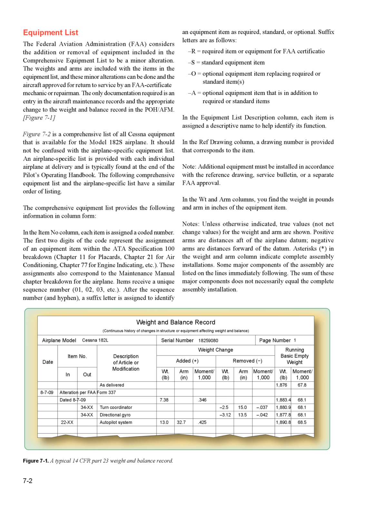In the weight and arm columns, you find the weight in pounds and arm in inches of the equipment item. Notes: unless otherwise indicated, true values, not net change values, for the weight and arm are shown. Positive arms are distances aft of the airplane datum, negative arms are distances forward of the datum. Asterisks in the weight and arm column indicate complete assembly installations. Some major components of the assembly are listed on the lines immediately following. The sum of these major components does not necessarily equal the complete assembly installation.